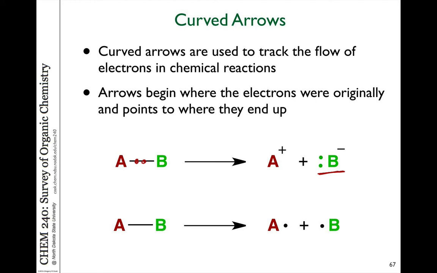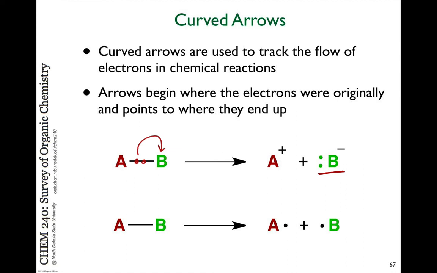So when I am to describe this using arrows, I would take my pencil and I would draw the bond electrons from the bond pointing to B. The electrons moved or flowed to B, so B kept both of those electrons.